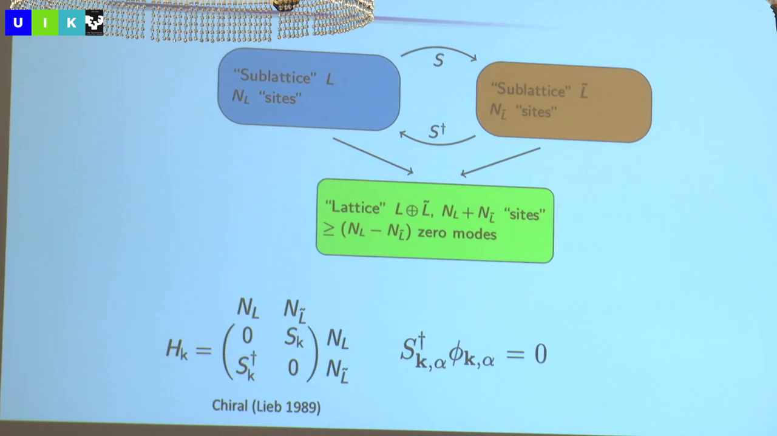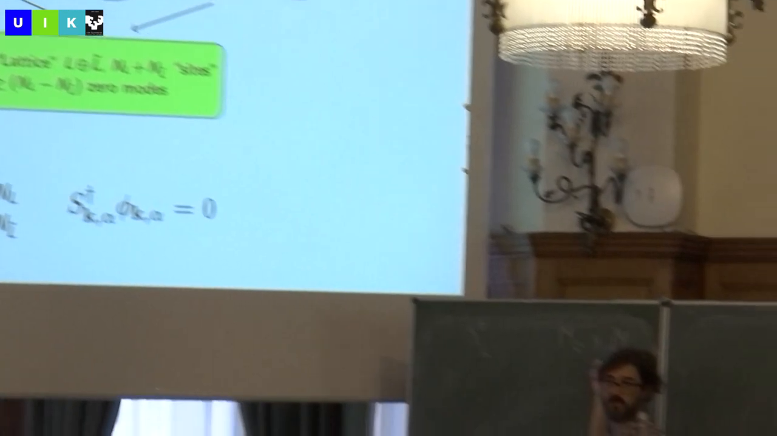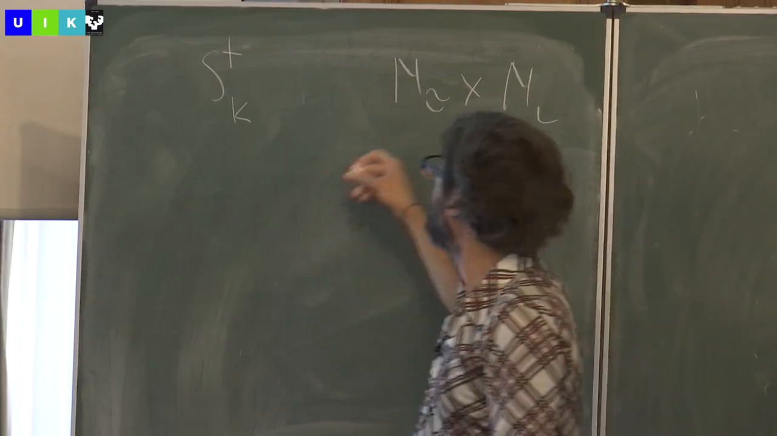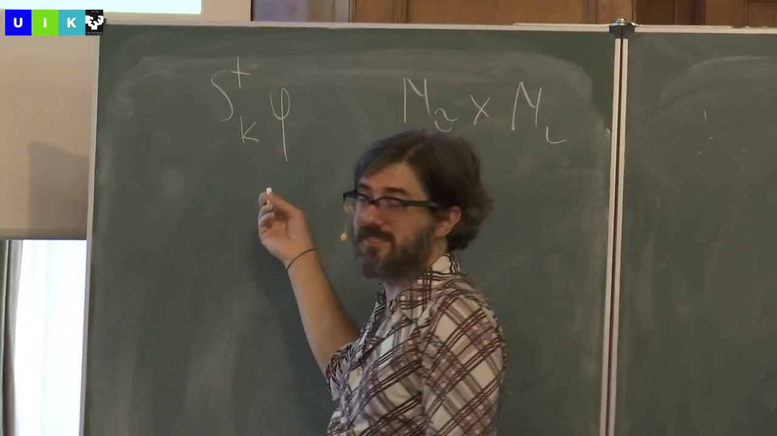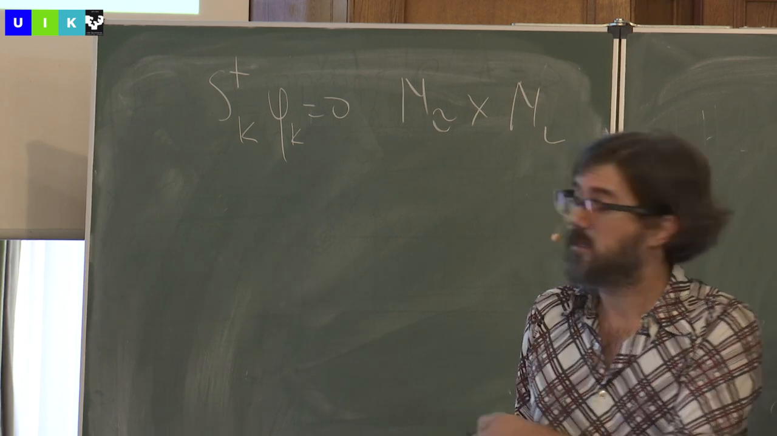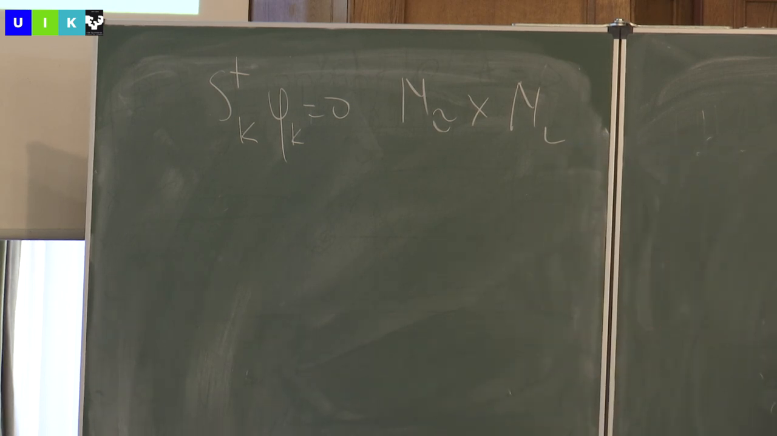The reason for this is very simple. S_k dagger is an N_L tilde by N_L matrix, and this is a rectangular matrix, not a square matrix. So it's rank deficient. If this is smaller than this, you're always going to find a zero mode of this, because you have fewer constraints than unknowns. So this is your zero mode, and you're guaranteed to find it.